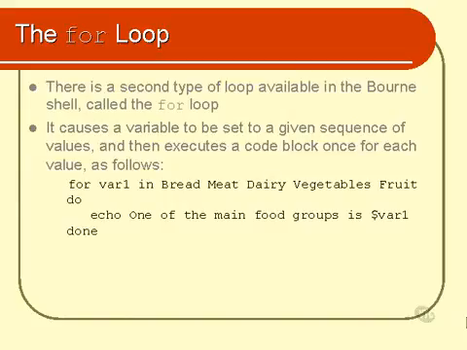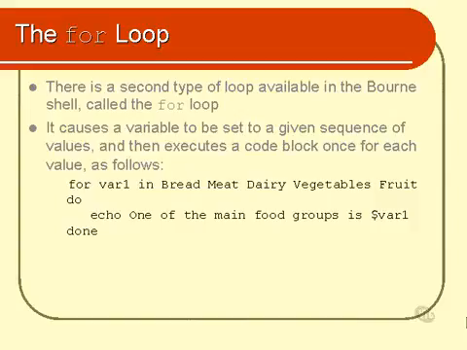If you had a variable called var1 and you could set it to a range of values: bread, meat, dairy, vegetables, fruit, 5 different values there. And then you've got the do and done, which surround the code block. The code block can of course be as many lines of code as you like. And then you can echo out one of the main food groups is, in this case, var1, which would be, first time through the loop, bread, second time through it would be meat and dairy, and it would go through the loop exactly 5 times, and the fifth one would be fruit, and then it would finish.